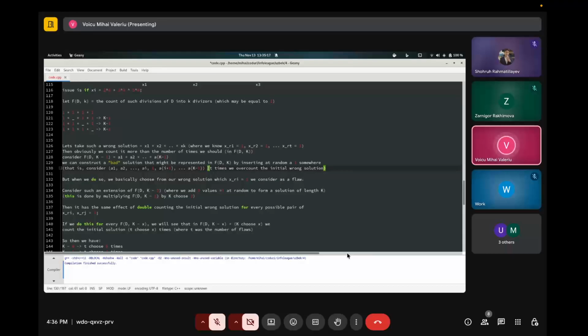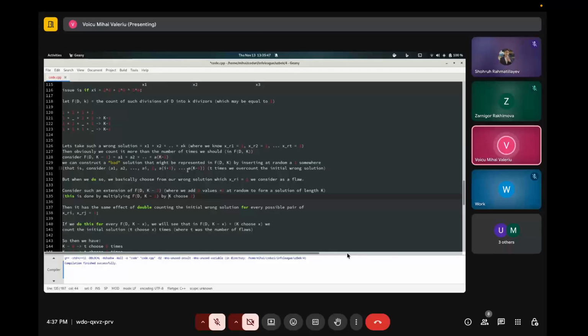But although this is a bit discouraging because we overcount something a lot of times, and maybe we just wanted to subtract it one time, we just wanted to subtract the wrong solution one time and be done with it. We consider what would happen if we try to do the same thing for fd of k minus 2, where we then insert at random in the solution two values of 1 somewhere.